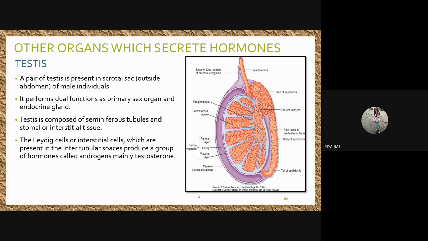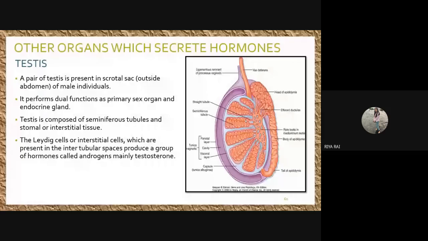Now we will discuss the other organs which secrete hormones, like the testes. Testes are situated in the scrotal sac, in a pair, in the male individual, and perform a dual function: it is a primary sex organ, and it is also an endocrine gland. It is composed of the seminiferous tubules. As we can see in the diagram, the seminiferous tubules are shown here. These are the folded structures, and the stromal or interstitial tissues.